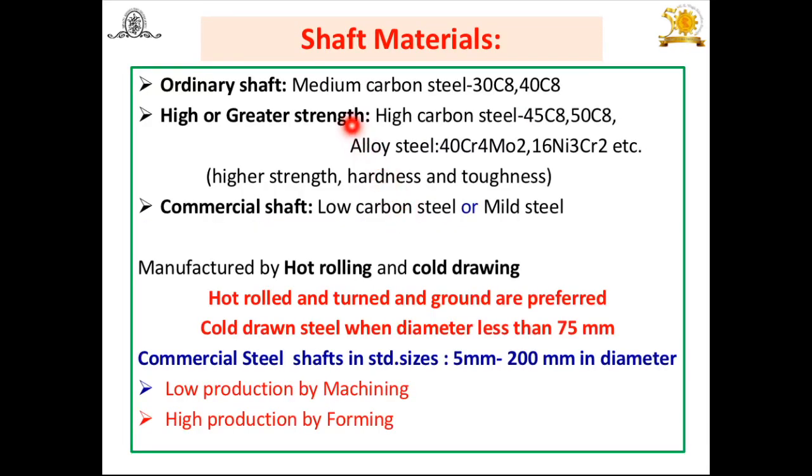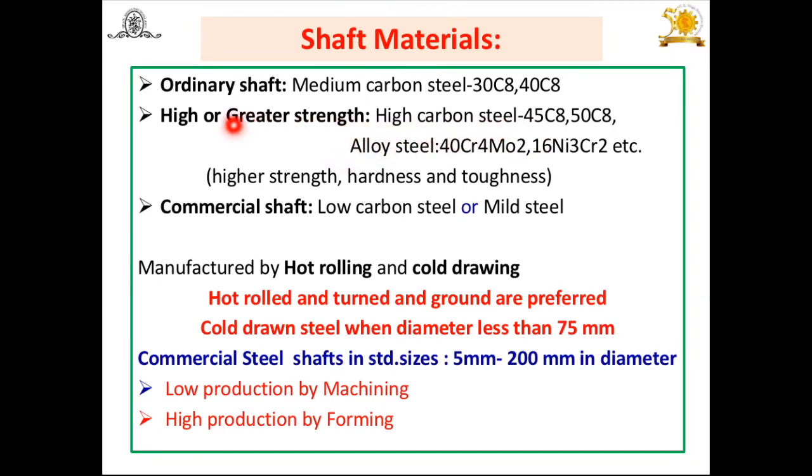Then another important point is material used for the shaft. You will find ordinary shafts are made of medium carbon steel, 30C8, 40C8. Medium carbon steel means the percentage of carbon is in the range of 0.15 to 0.40%. It is also known as machinery steel. Another one is the high strength shaft material, that is high carbon steel, 40C8, 50C8, also known as plain carbon steel, you can say.